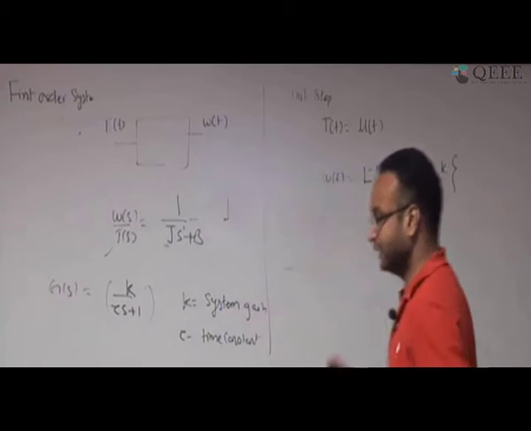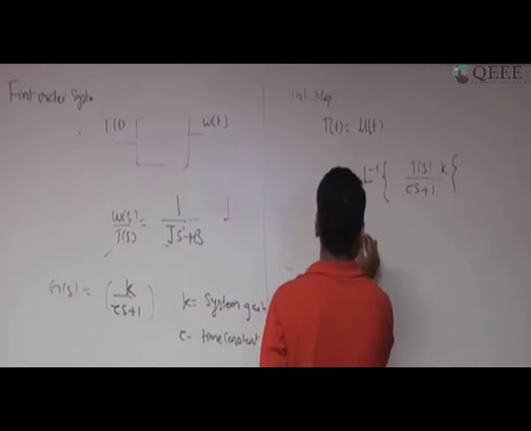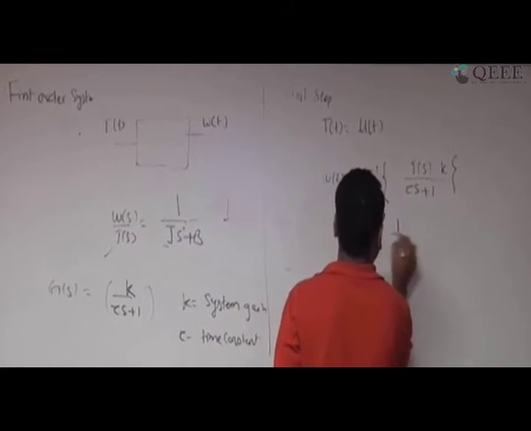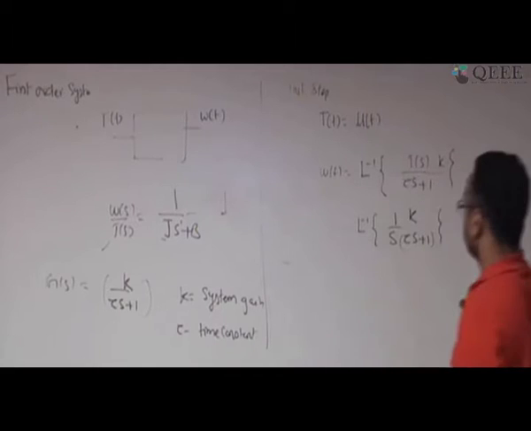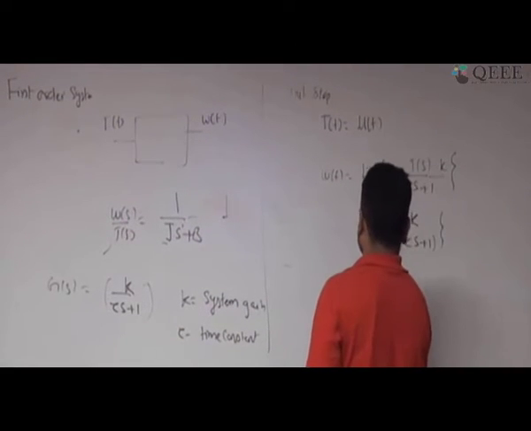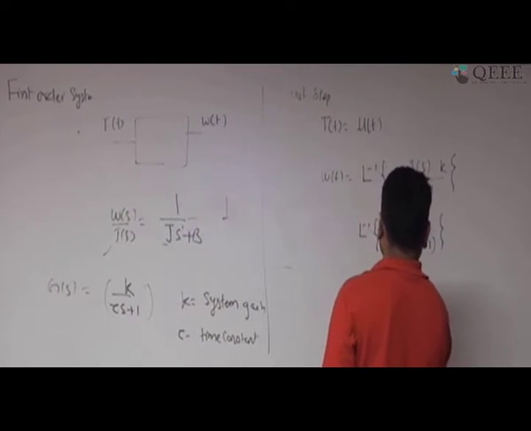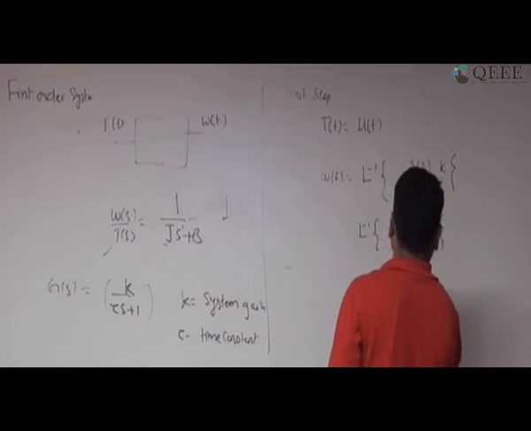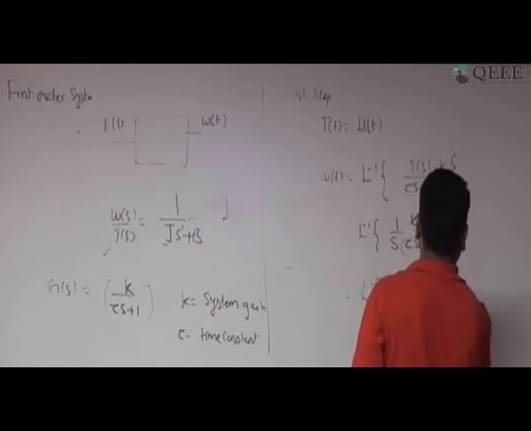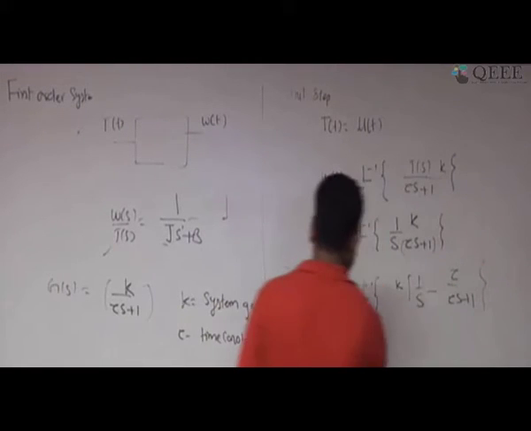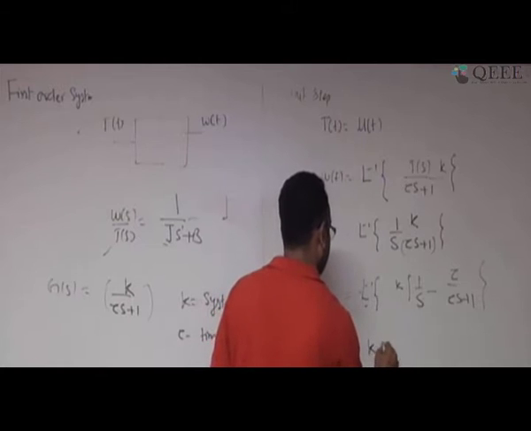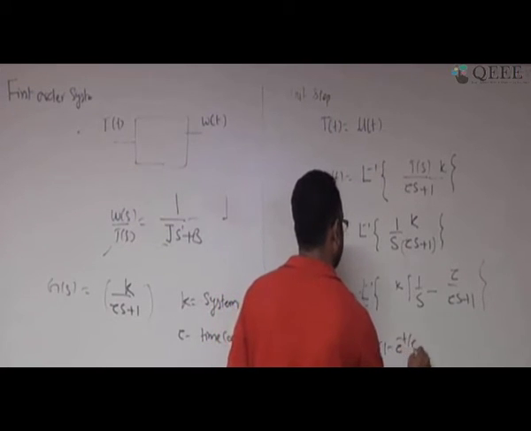Now this is the inverse Laplace transform of k times 1 by s(tau s plus 1). As I mentioned in the last class, we take a partial fraction based approach, and if you do it, this is k times (1 by s minus tau by (tau s plus 1)). You can check it in any mathematics book where they solve the inverse Laplace transform. Taking the inverse Laplace transform, it is k(1 minus e to the power minus t by tau) u(t).